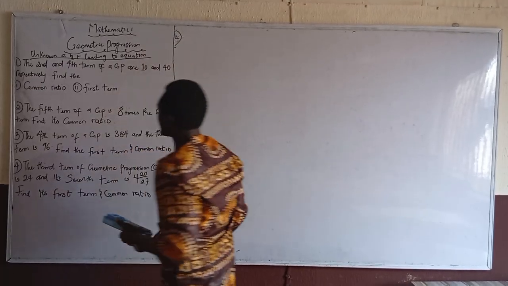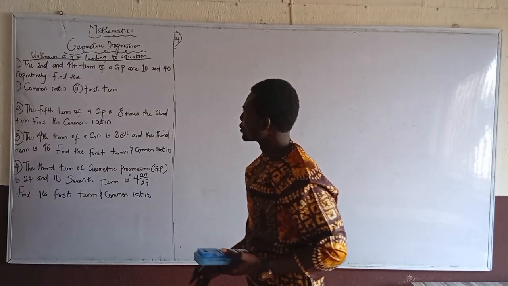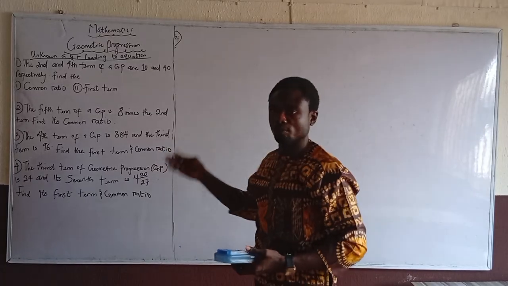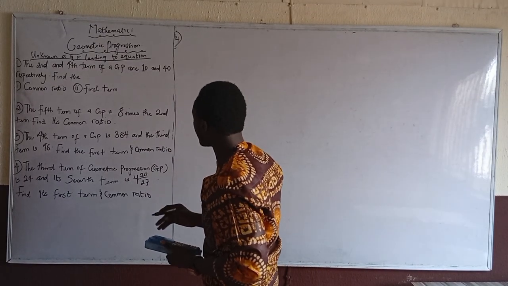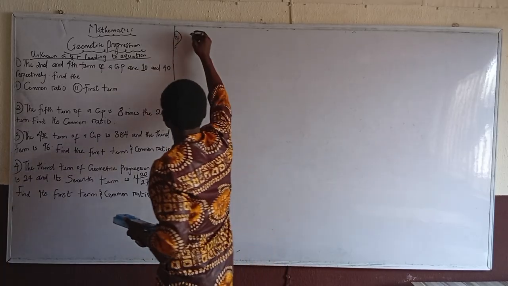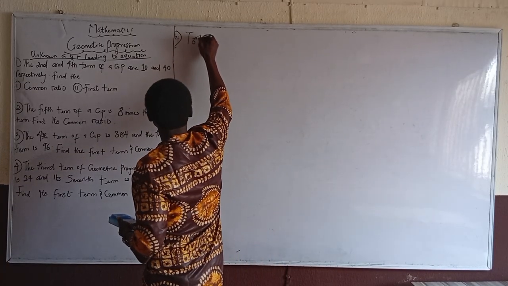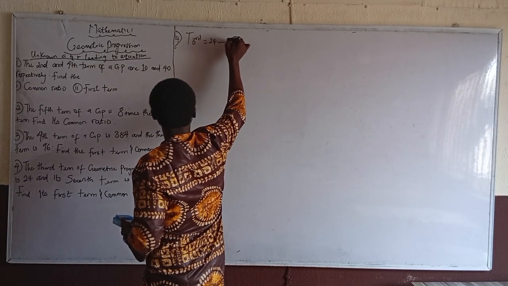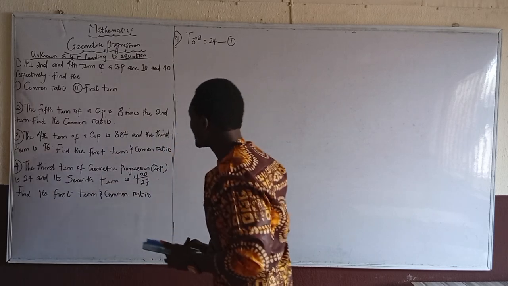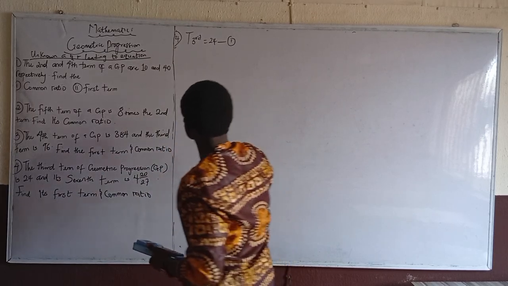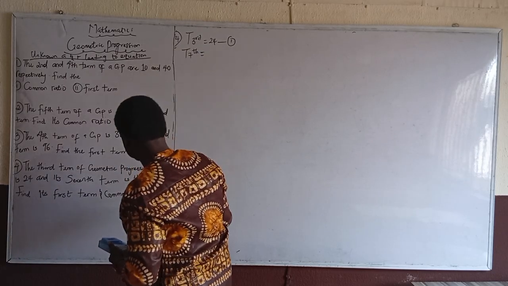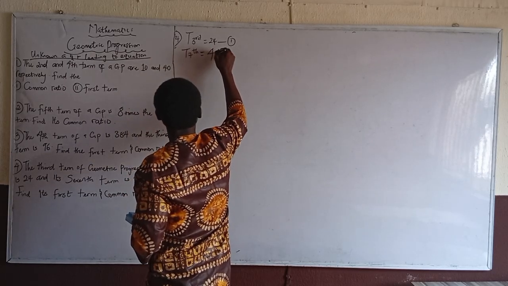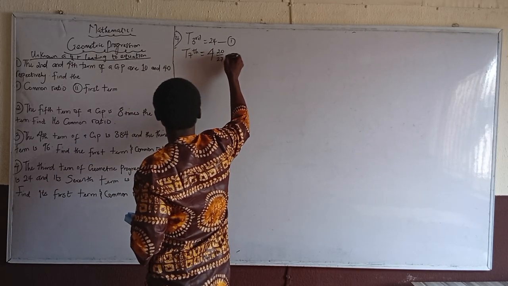We move to question 4. That's question number 4, the last question for this part, because after this, you are going to sum. So the last question here: the third term of a GP is 24. T3 is 24, equation 1. And its seventh term, T7, is 4 and 20 over 27, equation 2.